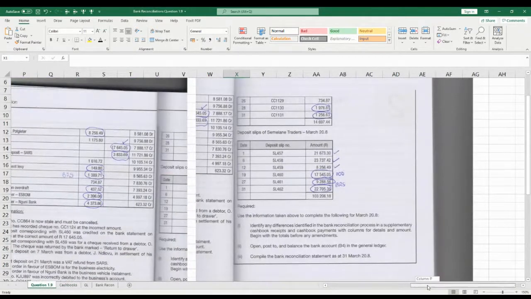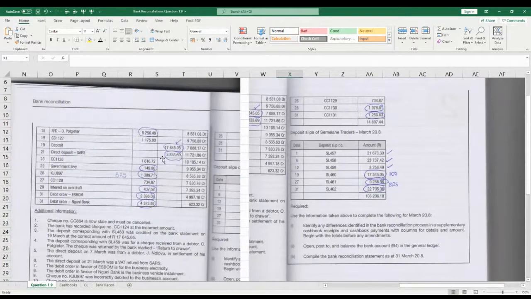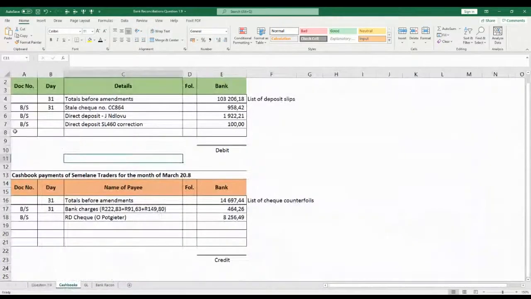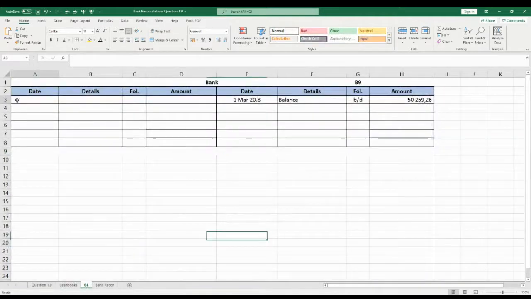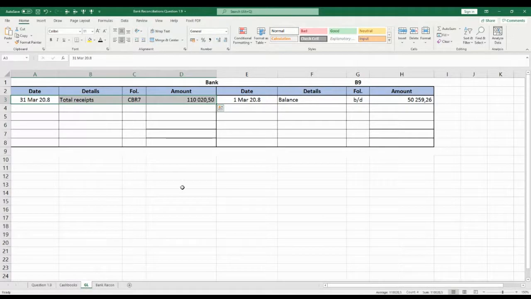Then if we go, we see there's a deposit from SARS. Now that came directly from SARS. We have not captured it in our cash book receipts. So we include it in there, and then we work out our new balance. Okay, now once you've got to the total of your cash book receipts and cash book payments, then you enter it into your general ledger account. So we transfer that 110 to our general ledger account.